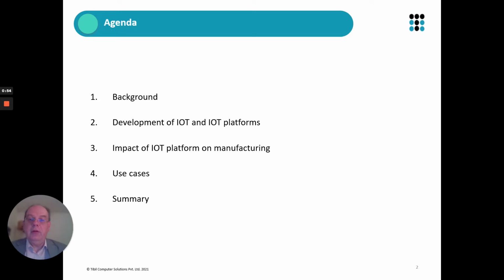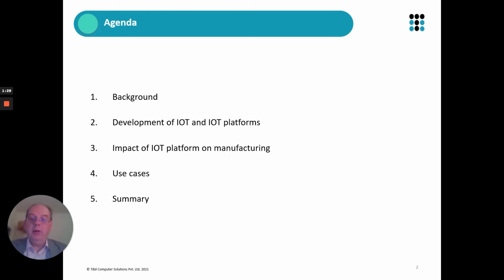Basically, we start with a little background to set the context for the talk today. Then we would like to talk a little bit about the recent developments on IoT and IoT platforms and how significant it is, not only for the industry, but also generally speaking. Then, as the main topic, what is the actual impact on the manufacturing process? Where do we need them? What can they do? How useful are they? And how will they change the way we manufacture things?